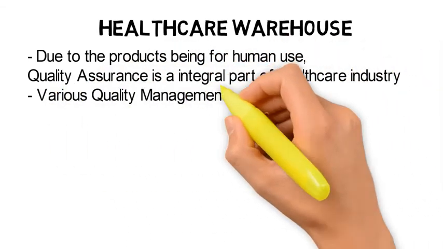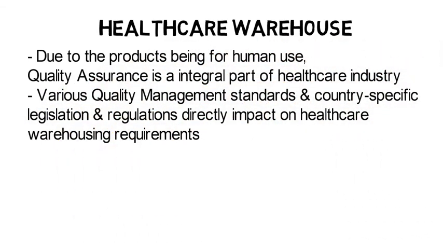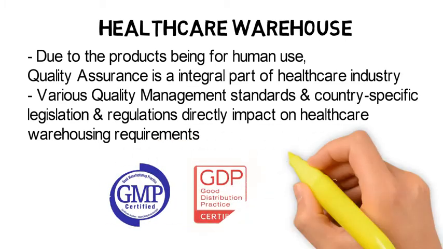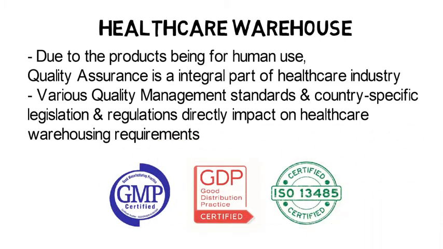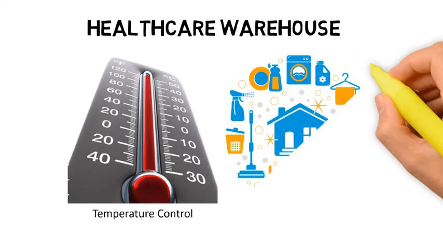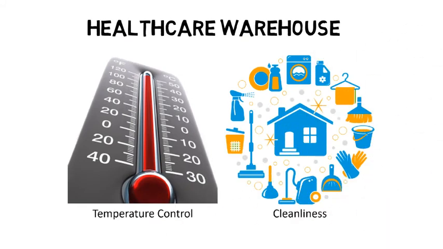In the healthcare industry, products include medicines for human consumption and medical devices for use with human beings. As such, quality assurance is an integral part of the industry. There are various quality management standards and country-specific legislation and regulations which directly impact the warehousing requirements. Some examples of these are the Good Manufacturing Practice, GMP, Good Distribution Practice, GDP, or the ISO 13485 standards. There are two key aspects which healthcare warehousing often focuses on: temperature control and cleanliness.